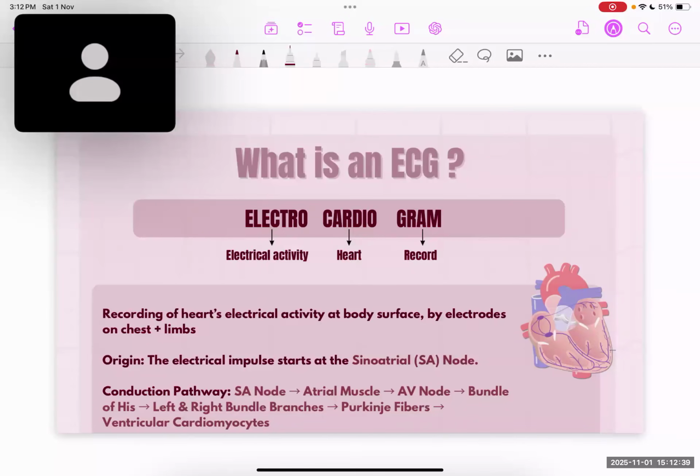Where do the electrical impulses start from? They start at the SA node. Can someone tell me where the SA node is located? Anyone? Yes, in the right atrium. Perfect. So it starts from the right atrium, but now there is a conduction pathway. It goes from this SA node in the right atrium, to the atrial muscles, then the AV node, then the bundle of His, then the left and right bundle branches, the Purkinje fibers, and finally the ventricular cardiomyocytes. This is the whole conduction pathway.